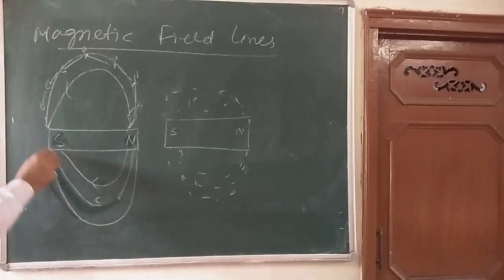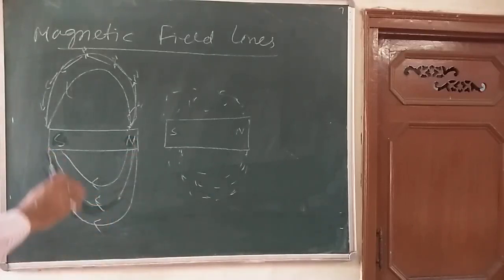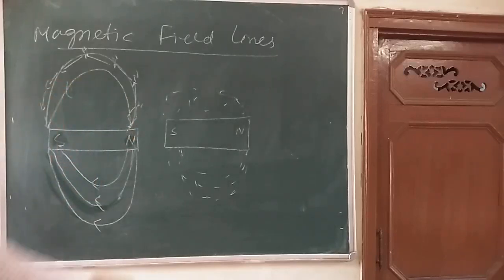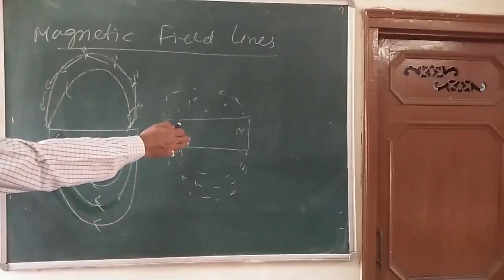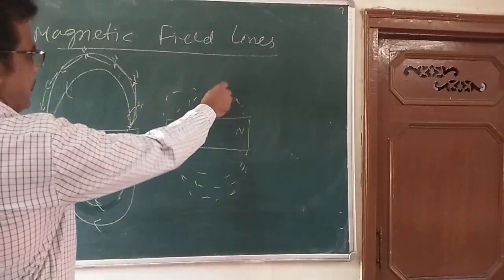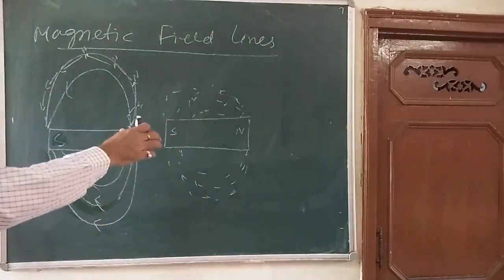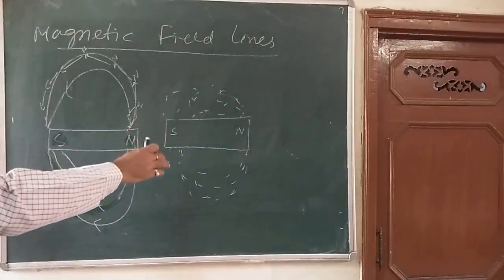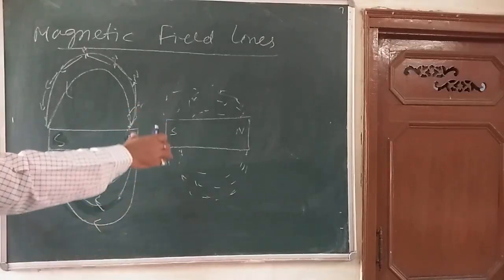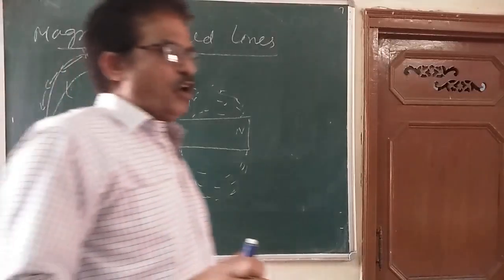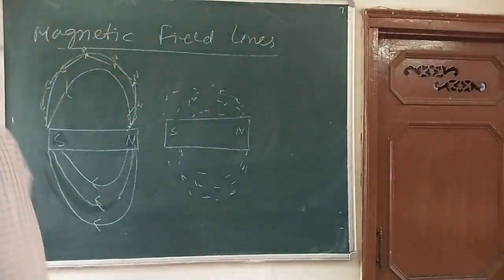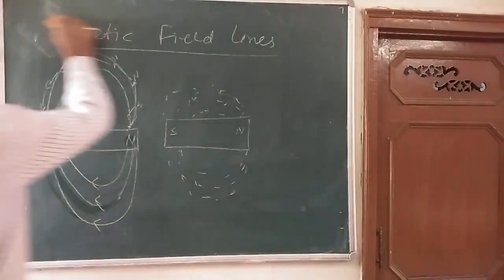So what we are observing here are these curved paths along which the iron filings arrange themselves. You can see the iron filings arranging like this. So the curved paths along which iron filings arrange themselves due to the force acting on them in the magnetic field of a bar magnet are called magnetic field lines. Is it clear? So I can write these things. Write down here.